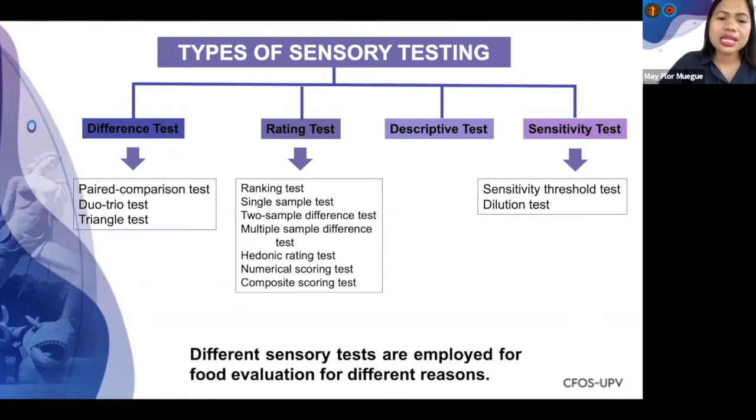Okay, next is the rating test. In the rating test, you can do ranking, single sample test, 2 sample difference test. You just rate the product. For example, saltiness, from 0 to 10. What is the level of saltiness of this? So, that's the rating test. Next is the descriptive test. So, you describe the product. And the last one is the sensitivity test. So, you determine the sensitivity threshold using a dilution test.